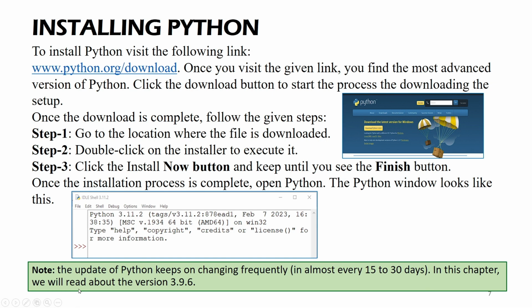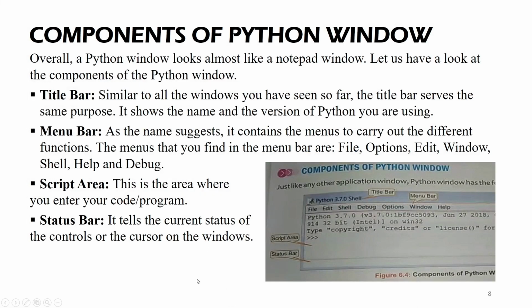In this chapter, we will read about version 3.9.6, though in my system I have 3.11, but we will be studying as per 3.9. No matter what, even if you have downloaded 3.4, whatever we want to study will be perfectly okay with the 3.4 version even. Now let us see the components of the Python window. In this window you can see the title bar, menu bar, script area, and the status bar.